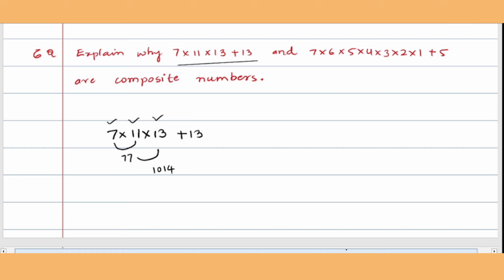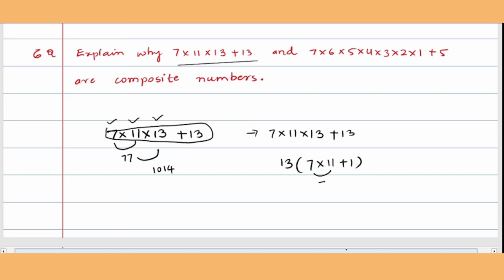Look at this expression, which is 7 into 11 into 13 plus 13. That's the same as 13 of (7 multiplied by 11 plus 1). Let's simplify inside the parentheses. That is 7 multiplied by 11, we get 77, plus 1, multiplied by 13.